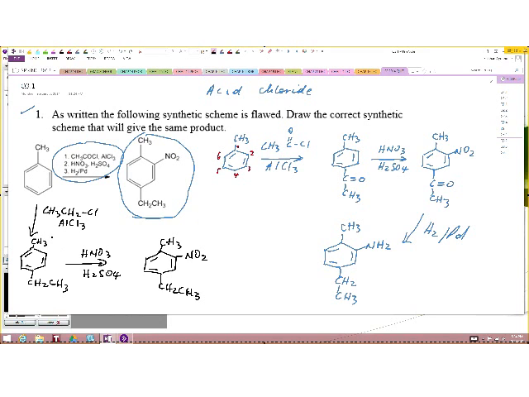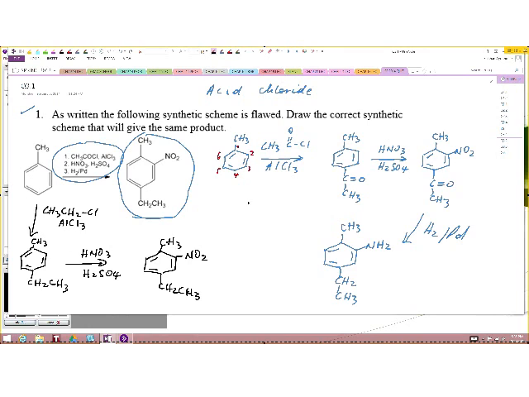Okay, because the alkyl groups are ortho para directors. They will always direct to the ortho and the para position. But since the para position is already taken up, then naturally the nitro goes to the ortho position of either one of the alkyl groups, either here or here. And that was the question that was asked earlier, and I said you will get a mixture.